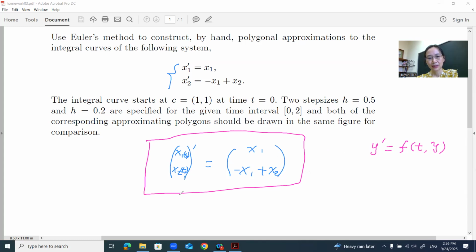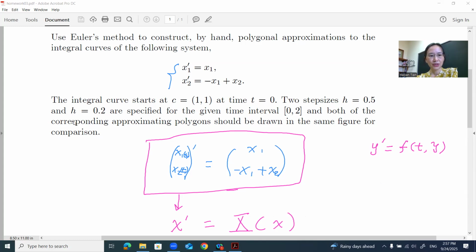Suppose I name this vector as x. This vector has two components. So I say the derivative of this vector is equal to the right-hand side. You see, our right-hand side, this vector field, is equal to the derivative of the x vector. This is what we denoted by capital X. In this example, it doesn't depend on t, so you can just write that it depends on the x vector only, the lowercase x.